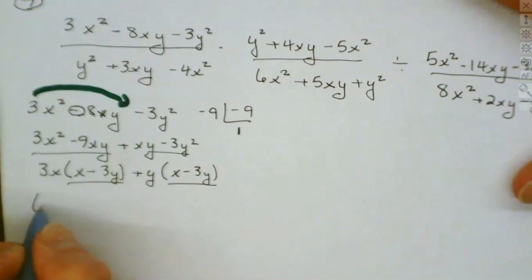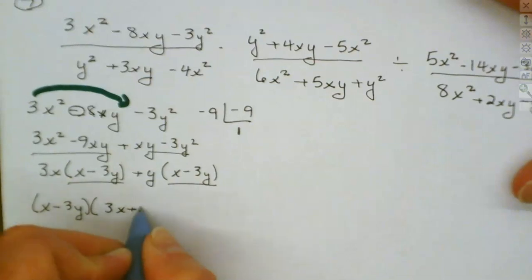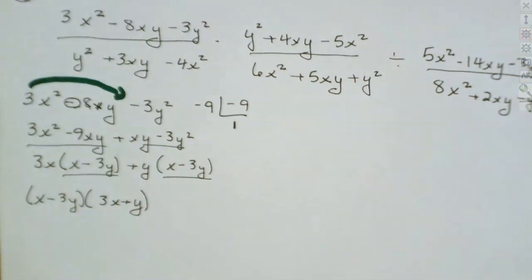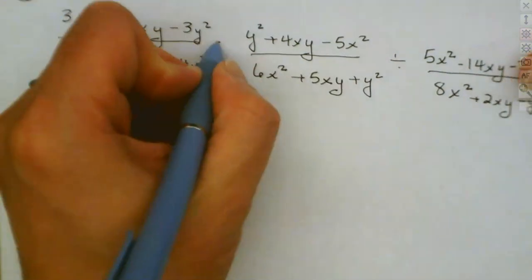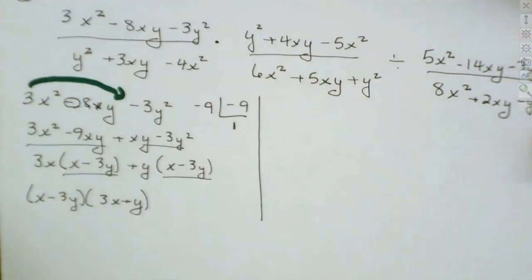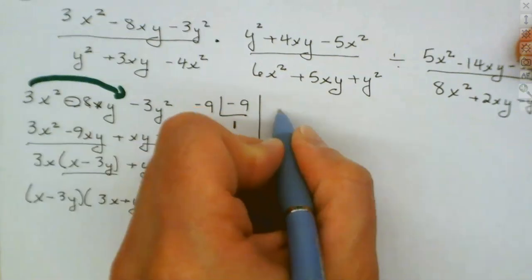So that gives you x minus 3y, 3x plus y, right? Okay. I know these take a bit. These are not something that you can just do real quickly unless you're really good at factoring. So that's that piece. Now, let's do the other one. Let's do the one that's down below.